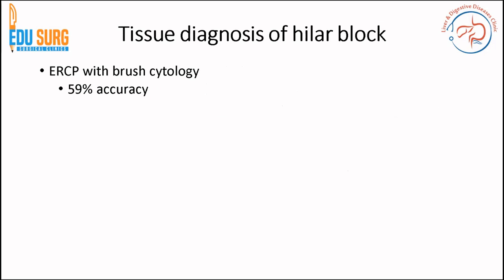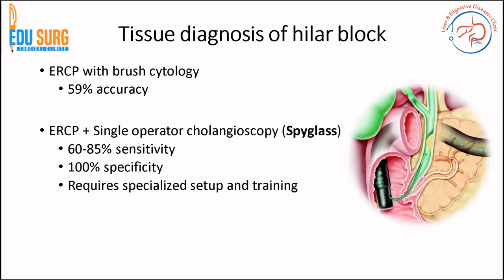So there are various ways of obtaining a tissue sample for histopathology. ERCP with brush cytology is probably the most commonly used and the simplest way of getting a tissue. The accuracy is only 59% because ERCP inherently finds it difficult to reach the hepatic hilum to get tissue. So ERCP is complemented by single operator cholangioscopy, which is called Spyglass, and it increases the sensitivity up to 85% and the specificity to 100%.